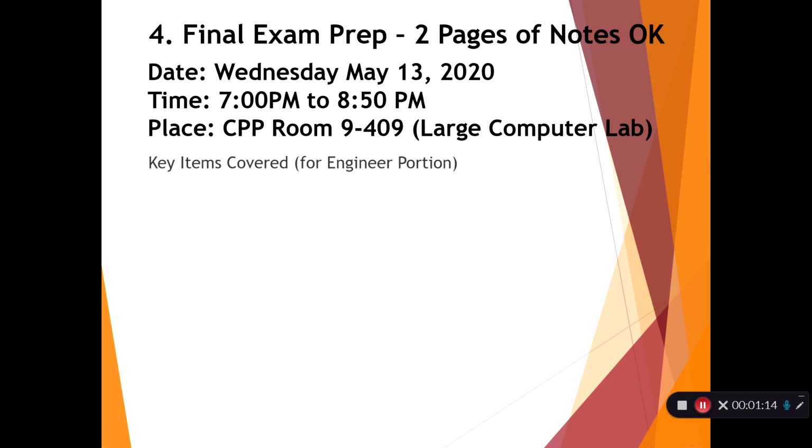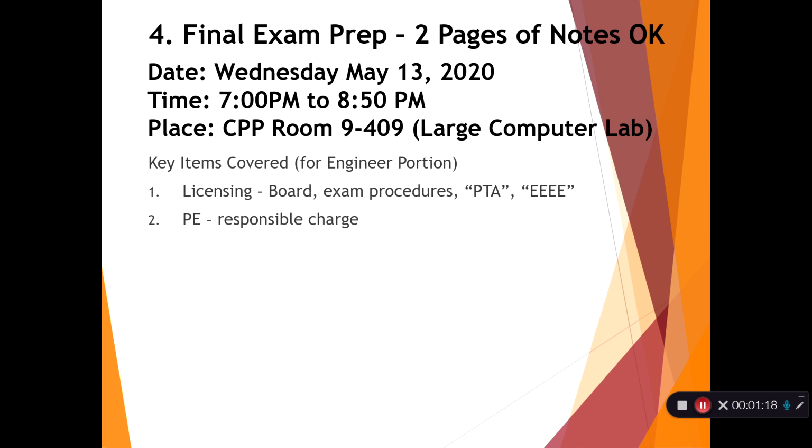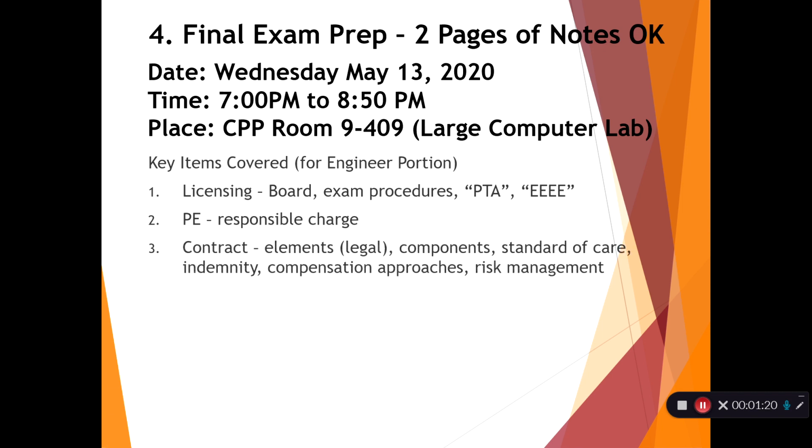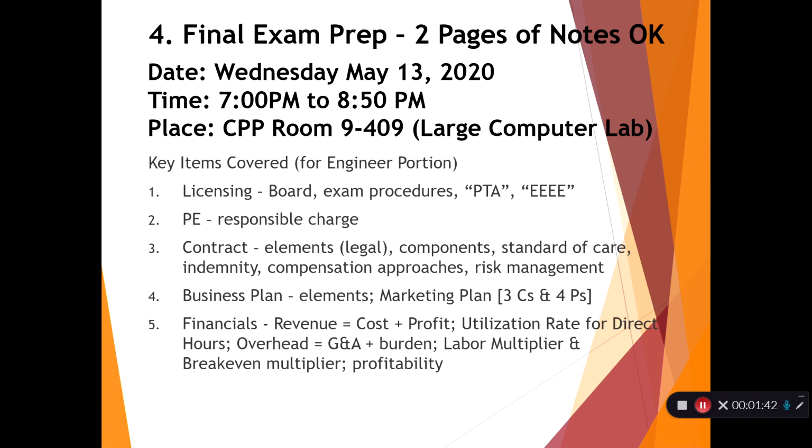The key items that we'll be covering are licensing, responsible charge of licensed engineer, contract elements, both legal and professional, and then standard of care. We can't say that enough. Indemnity, compensation approaches, risk management. We can't get away from risk management. We'll be talking about business planning, the 4 elements, and the marketing plan, 3 C's and 4 P's.